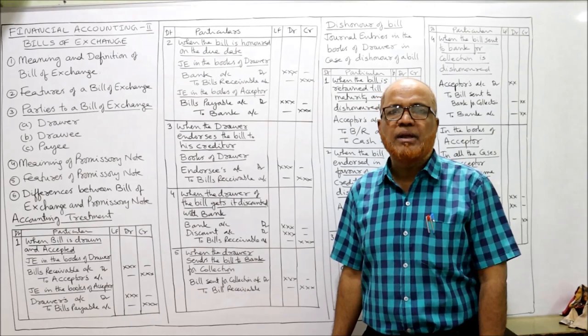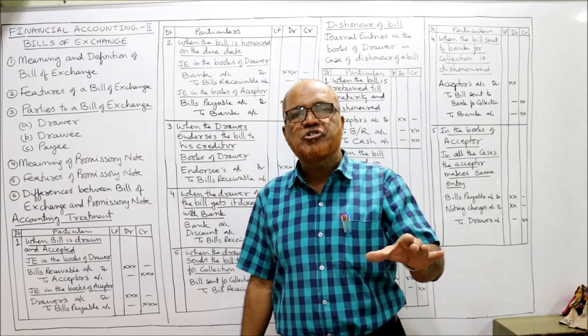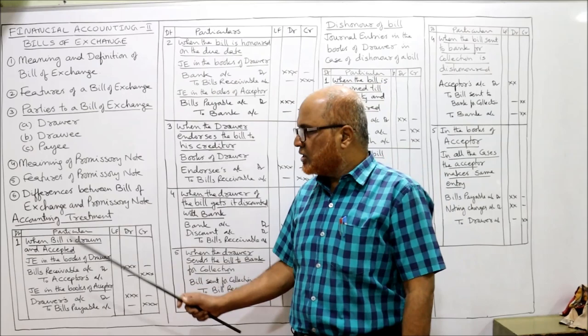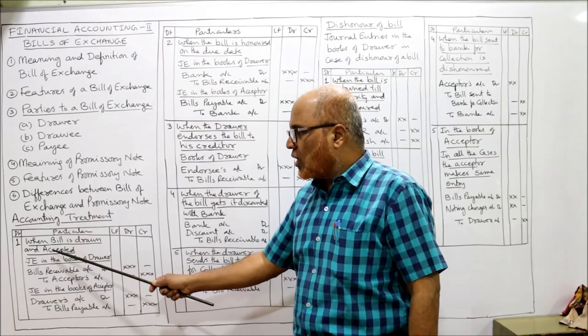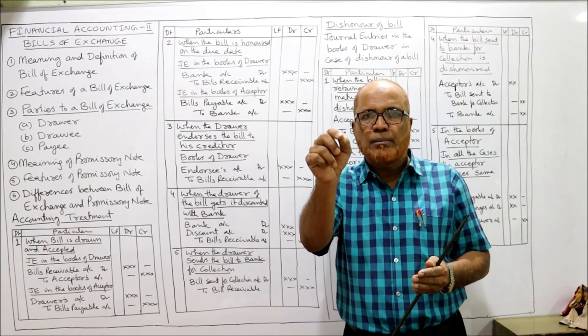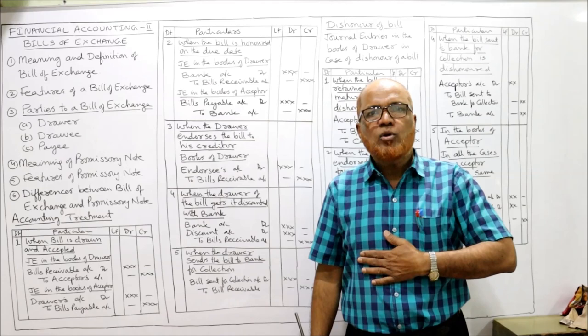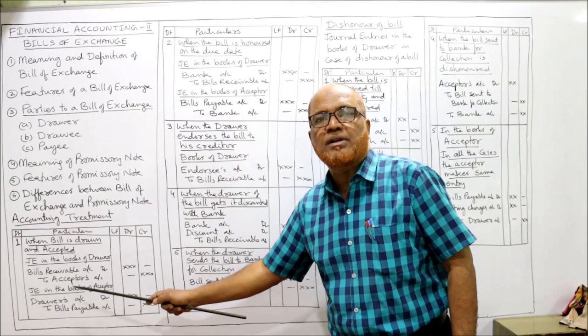Now, what are the journal entries? What are the accounting treatment? In this chapter, we are required to pass the journal entries or accounting treatment in the books of the drawer and drawee, right? So first of all, when bill is drawn and accepted, suppose I am the drawer, you are the drawee. I am A, you are B. I have drawn a bill on you. You have accepted the bill and returned the bill back to me. Aap wo bill ko accept kar liye aur wo bill mere paas wapas bheja diye. To main drawer hoon, aap drawee hai. To mere books mein kya entry aayengi? Bills receivable account debtor to acceptor account, your name.